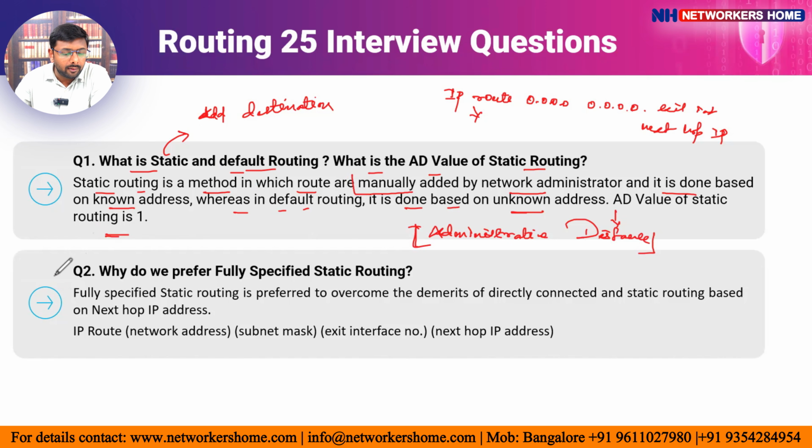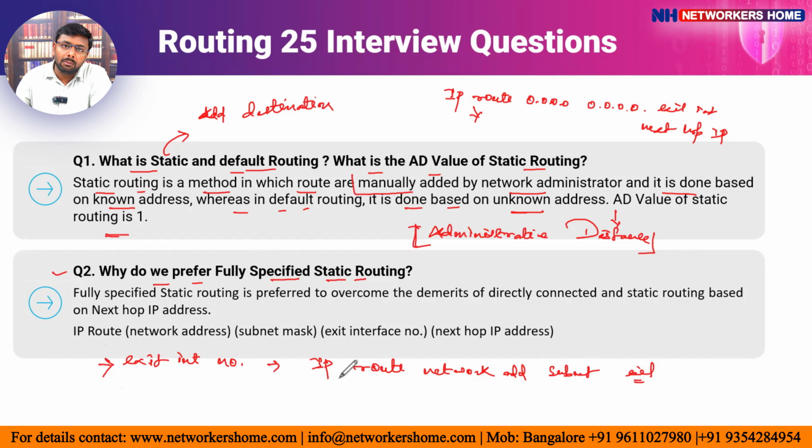Now, the next question is: why do we prefer fully specified static routing? Whenever we specify routing for a static node, there are multiple ways of doing that. We can go with the exit interface number, and this method is called the directly connected method. In this, we give the command IP route, then the destination network address where we have to reach, the subnet mask, and here we give the exit interface number. If we give only the exit interface number, we have a problem of ARP.